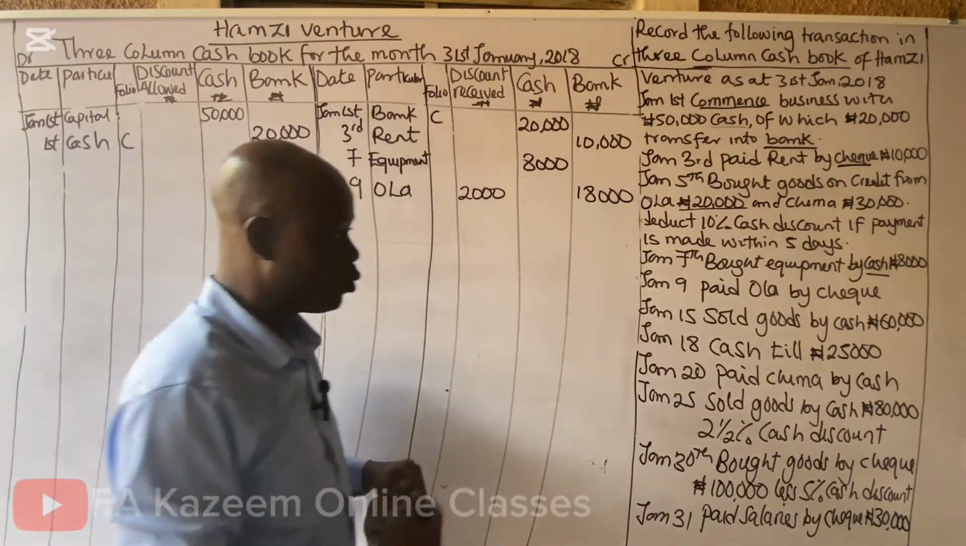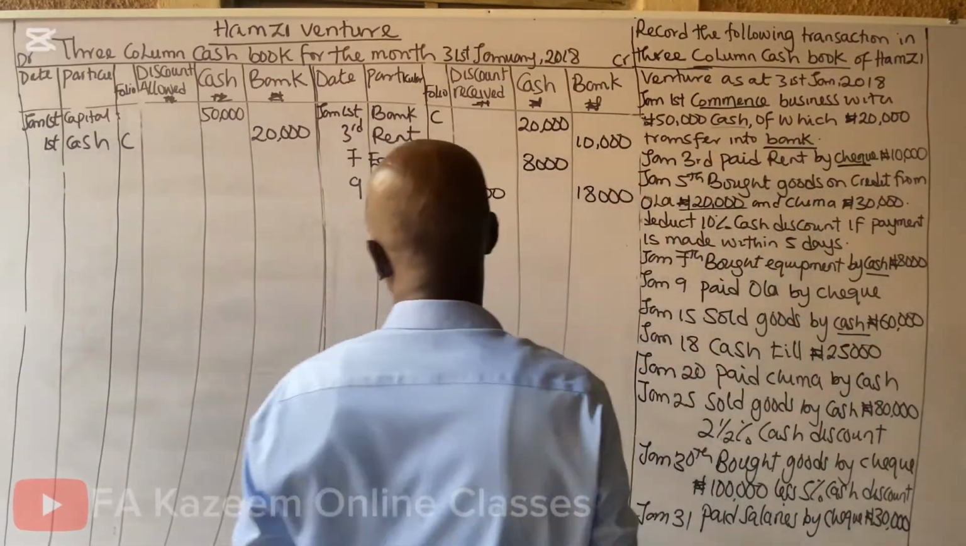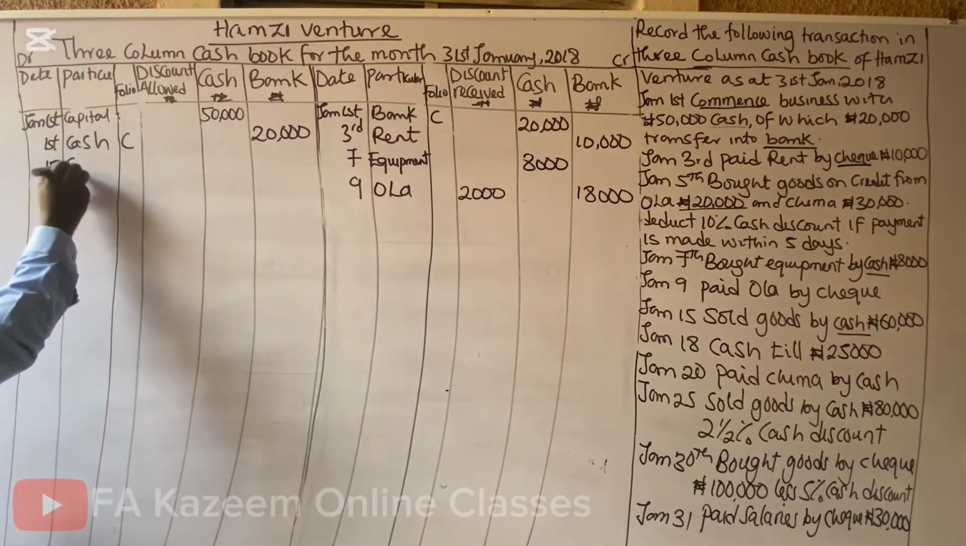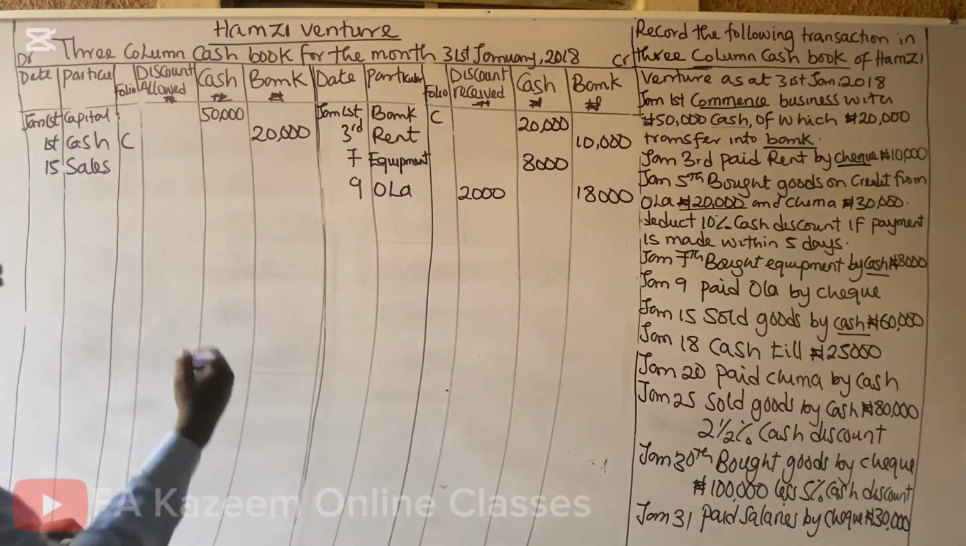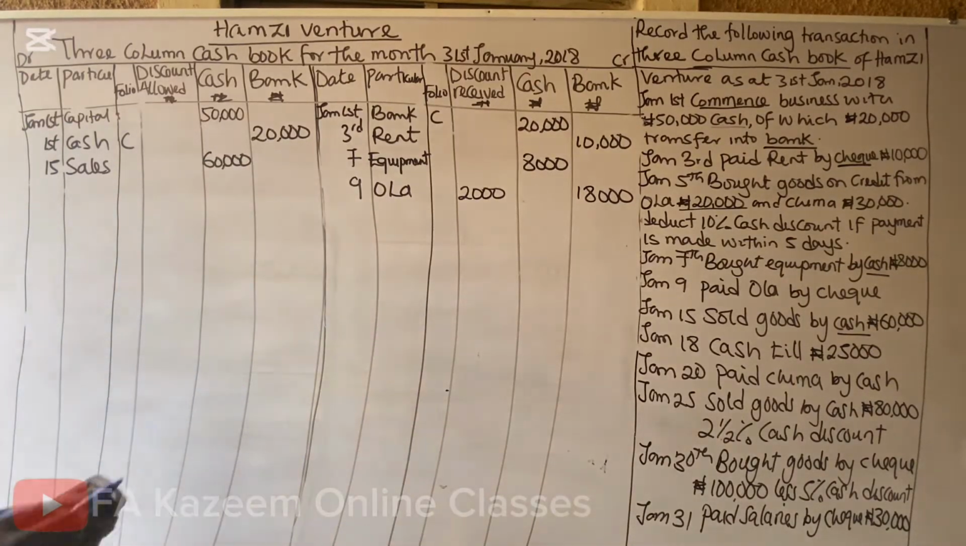Let's move forward. On the 15th, sold goods by cash. There's a sales by cash on the 15th. Sold goods and received cash. How much cash did they receive? A cash of 60,000 naira.